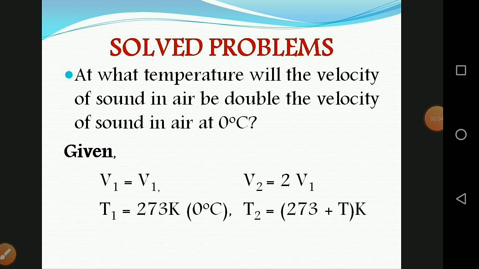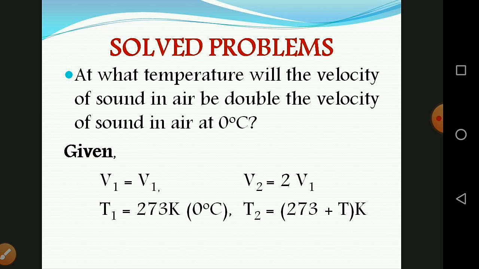Solved problem 5.1. At what temperature will the velocity of sound in air double? The velocity of sound in air at 0 degrees Celsius, as you already know, is 331 meters per second. But the question is, at what temperature will the velocity of sound in air be doubled?